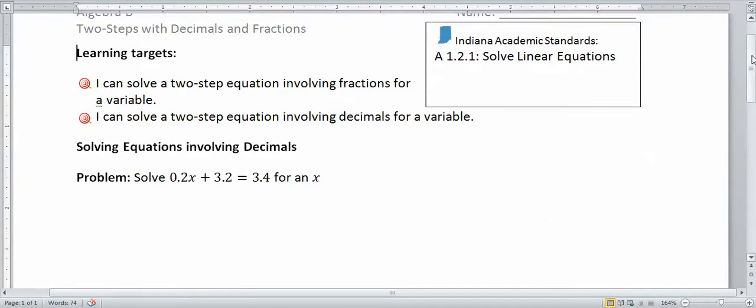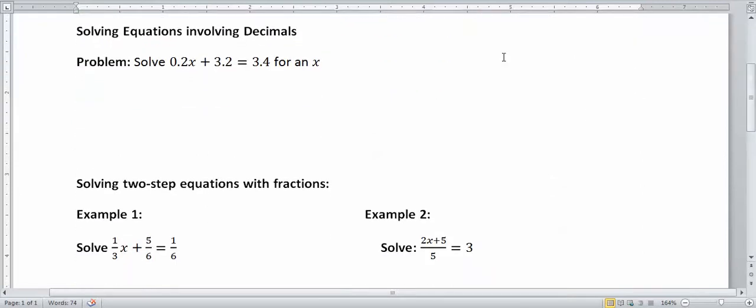Okay, so today's lesson is two-step equations with decimals and fractions. My learning targets are that I can solve a two-step equation involving fractions for a variable, and I can solve a two-step equation involving decimals for a variable. The first example I have is a two-step equation involving decimals. So I'm going to solve 0.2x plus 3.2 equals 3.4.